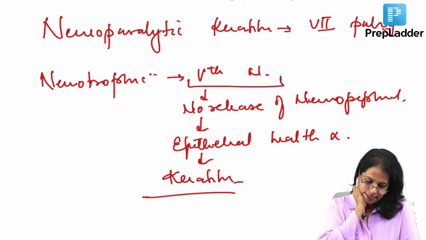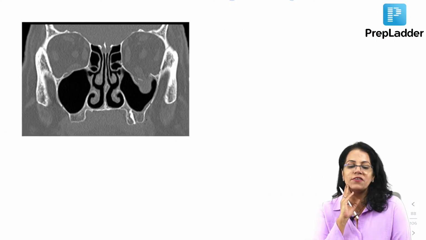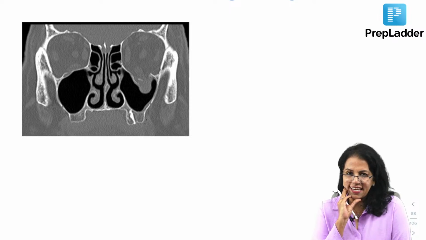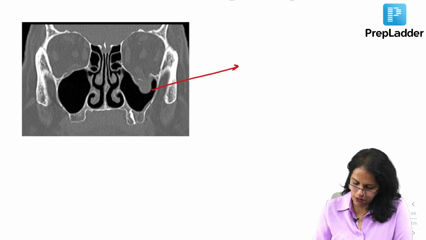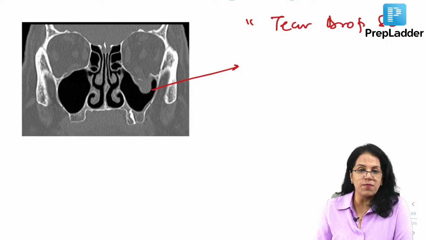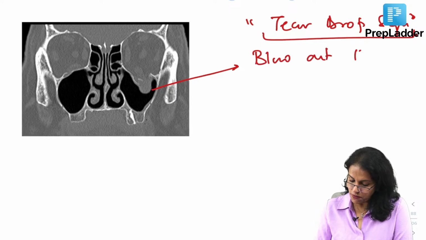Yeah, take it. What is this image, all of you? What you are seeing here is an opacity against the black background of the maxillary sinus. This is what is called, we all know this, teardrop sign. Please don't forget, this topic is very important. And what am I talking about? Blowout fractures. So it is a feature of blowout fracture.